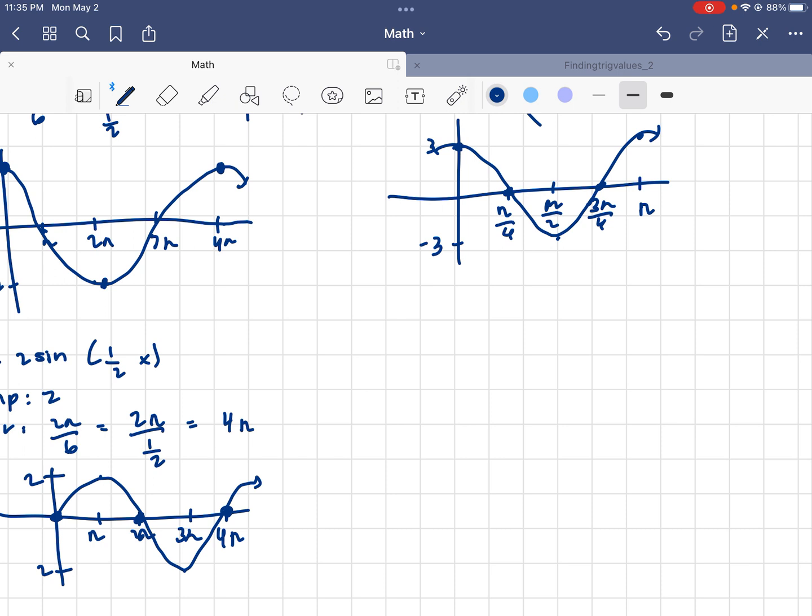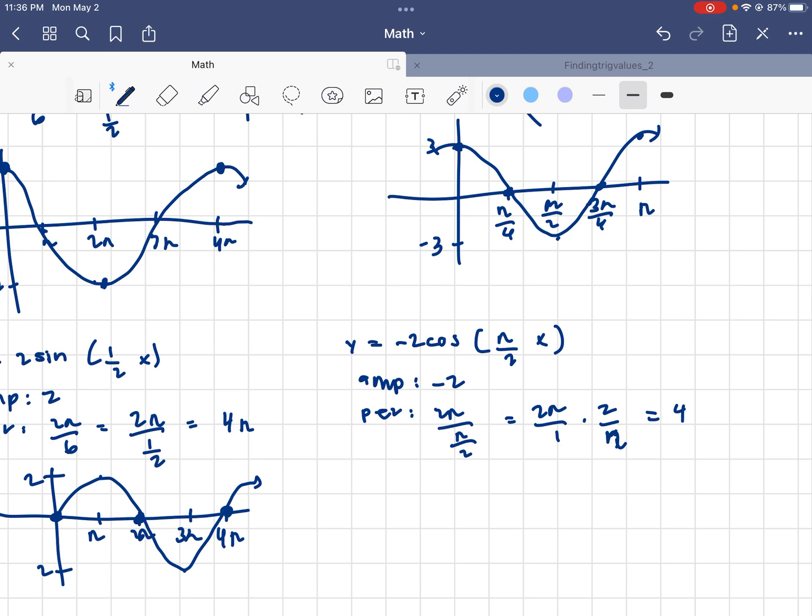And let's do a few negative ones. So let's see. Let's do a negative cosine one. So you have y equals negative 2 cosine pi over 2x. Amplitude is negative 2. The period is 2 pi over pi over 2. 2 pi over 1 times the reciprocal.